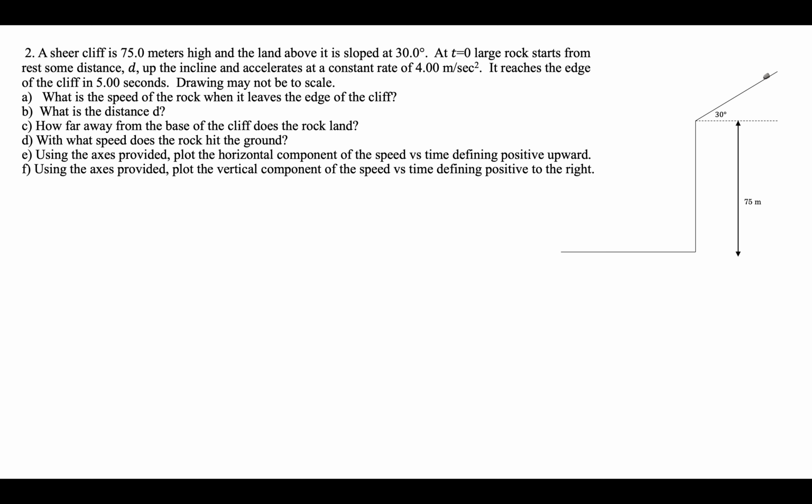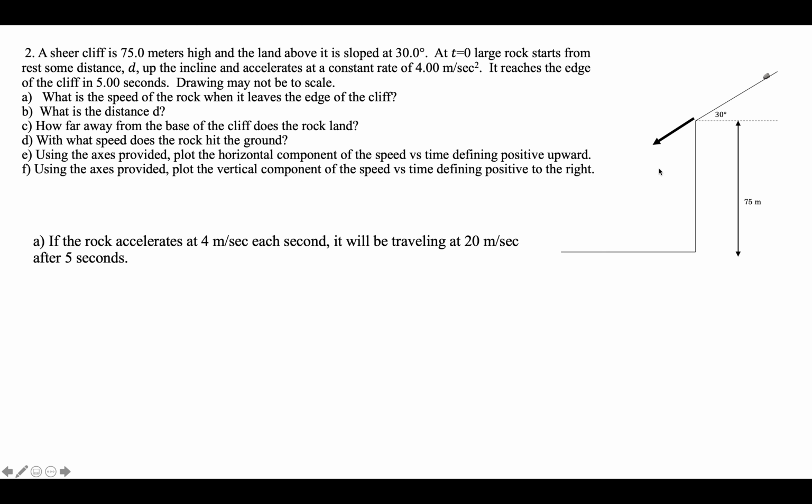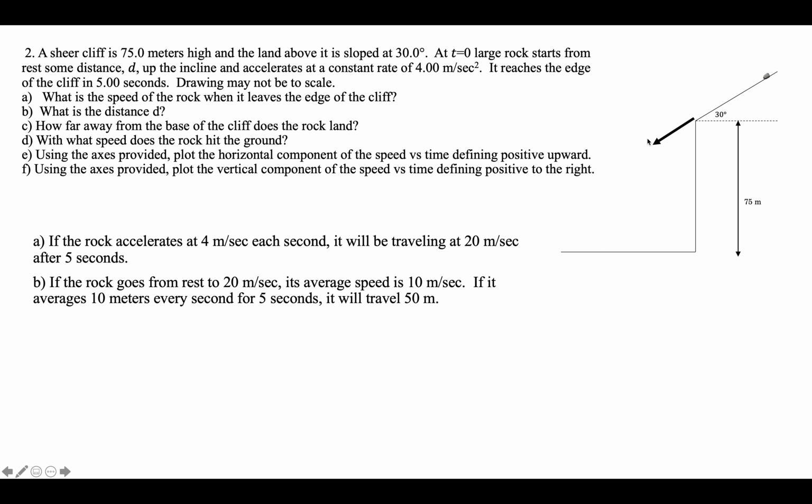It accelerates 4 meters per second for 5 seconds. It's going 20 meters per second. That's easy, straightforward. Comes straight off, right there, at 20 meters per second. Part B, what's the distance d? Well, if it goes from rest to 20 meters per second, the average speed will be 10 meters per second. If it averages 10 meters every second for 5 seconds, it goes 50 meters. D is 50 meters.